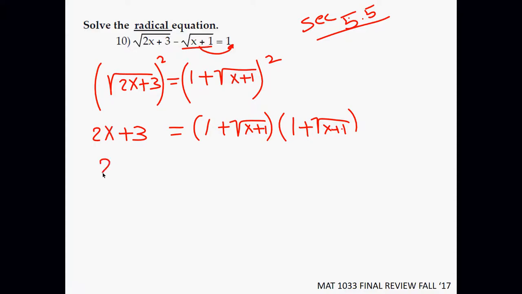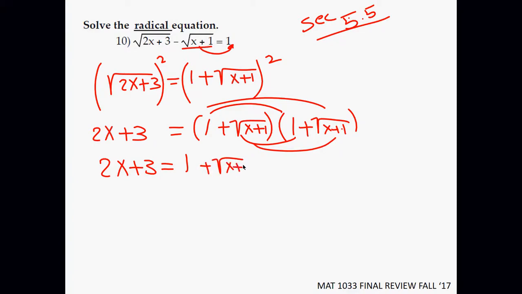Now, if we use the FOIL method, we get the 2x plus 3. We use the FOIL method for the right-hand side. 1 times 1 is 1. 1 times the square root of x plus 1, you get the square root of x plus 1. And again, the square root of x plus 1 for the second one. And the last will be the square root of x plus 1 times the square root of x plus 1.